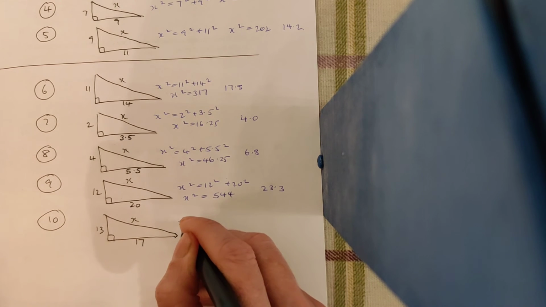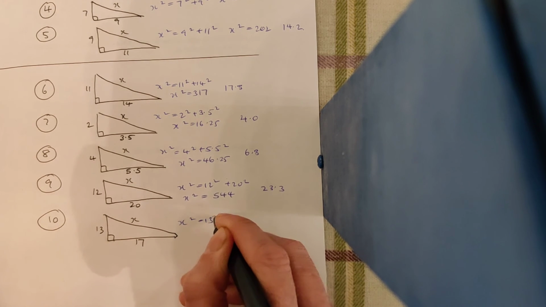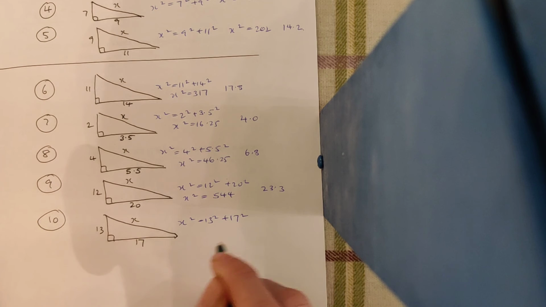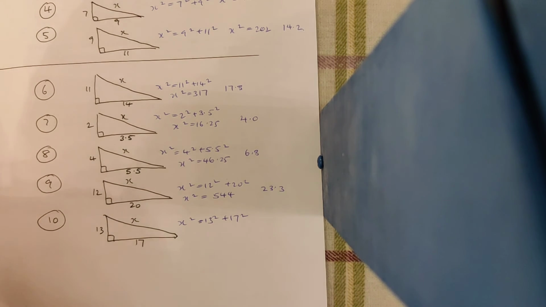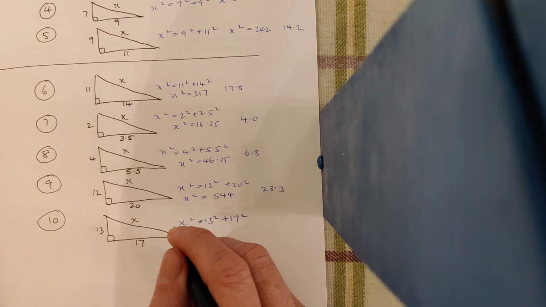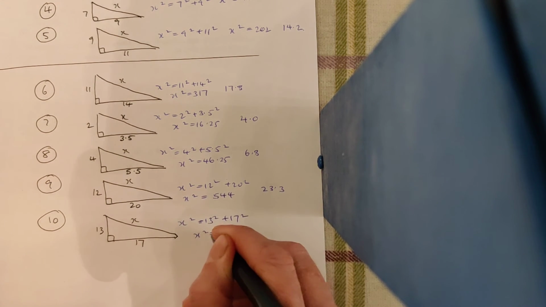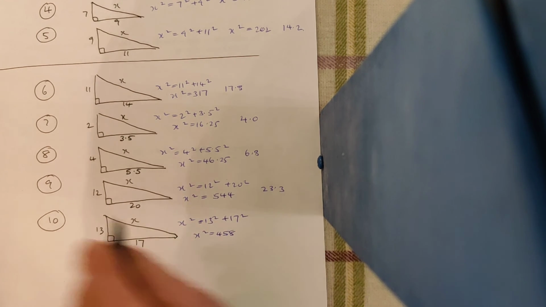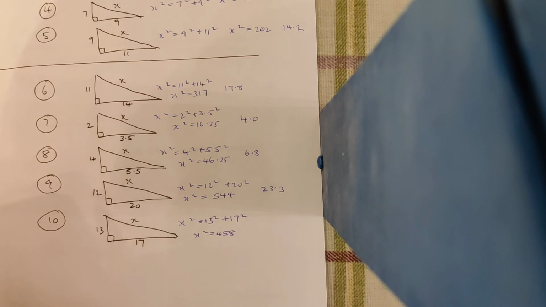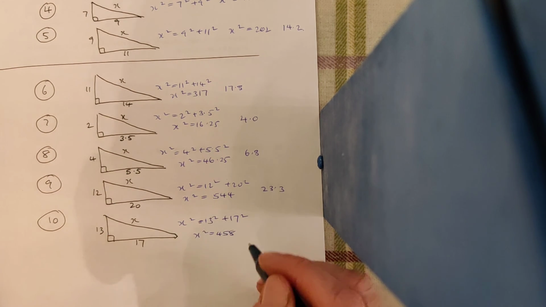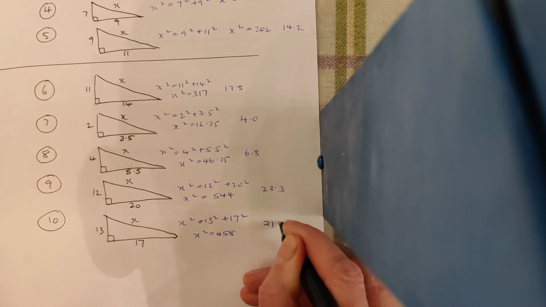And the last one is x squared equals 13 squared plus 17 squared. Okay, so type that in, 13 squared plus 17 squared. And you get 458. So x squared equals 458. So we square root 458. And the answer is 21.4.